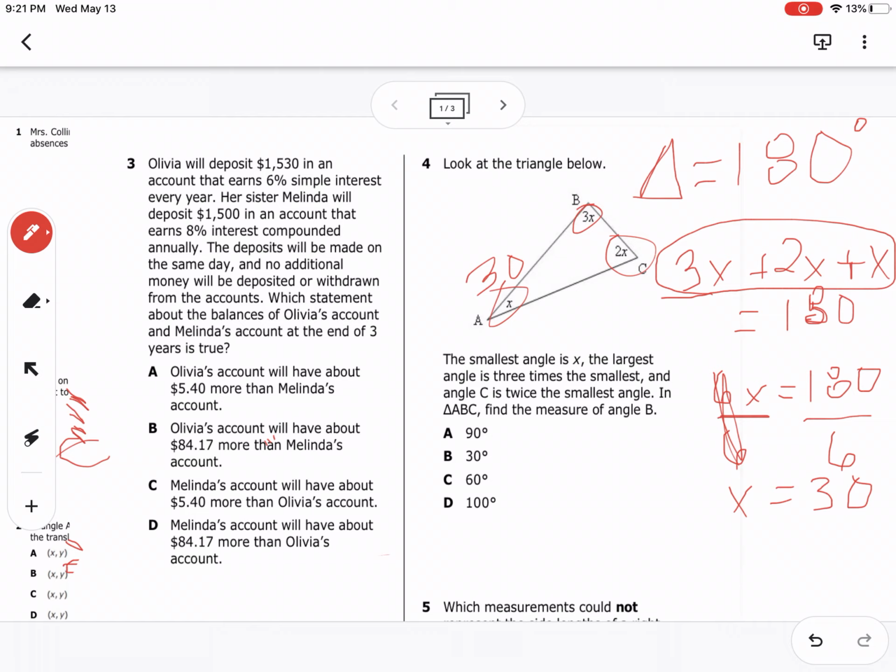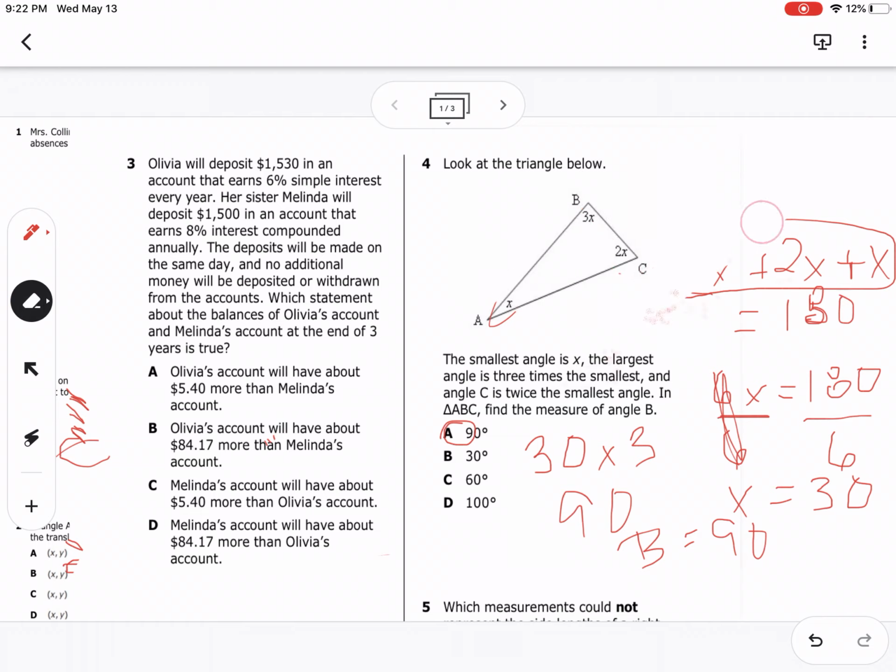But looking back at the question, find the measure of angle B. Angle B is the largest angle, which is 3 times the smallest. So we don't even need to find C. We already have our smallest, it's 30. So we just do 30 times 3, and that equals 90. So therefore, our largest angle, B, equals 90. Our answer is A. Cool. All right.